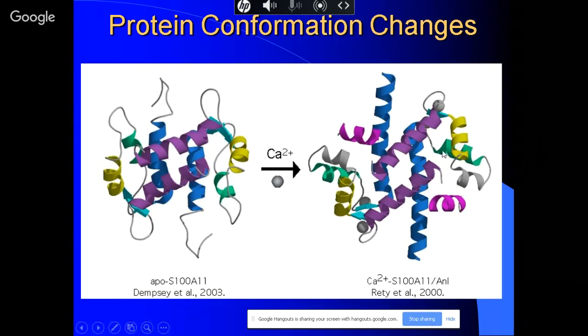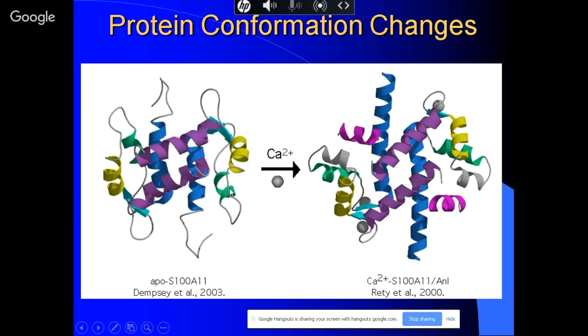This is the same protein, all the same protein, without apo and with calcium bound. Look at the changes in configuration. I don't want you to get into the specifics of this. I don't care that it's apo 100, which is a brain-relevant protein, but it doesn't matter. Look at the change of the configuration.